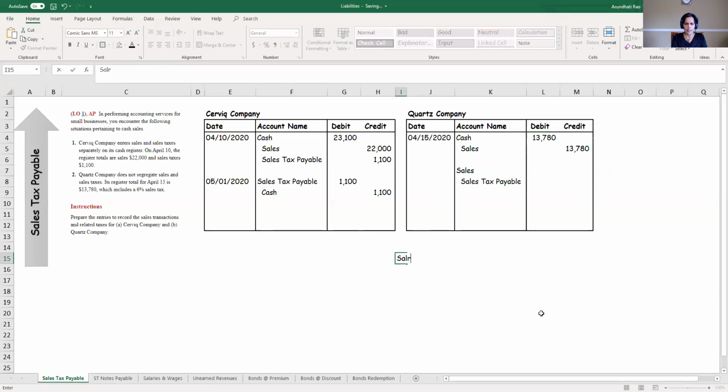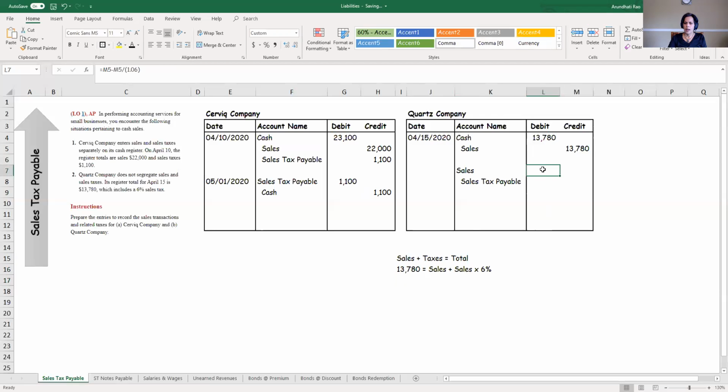We have sales plus taxes, the sales tax, is the total amount. That's the total amount that is collected. We know the total amount is $13,780. This equals whatever the sales amount is plus sales times 6% because we have a sales tax of 6%. Okay, so I will rearrange the terms and I will have my sales tax calculation works out to $780.